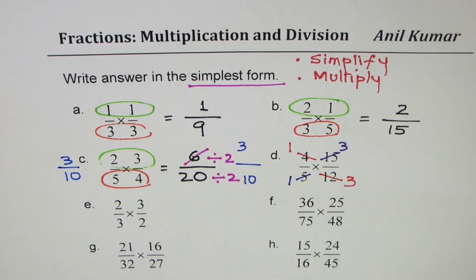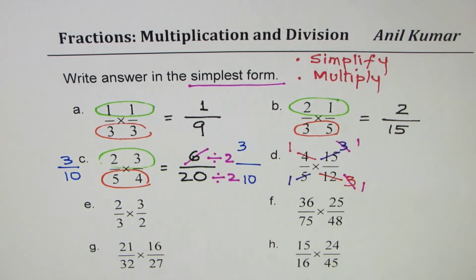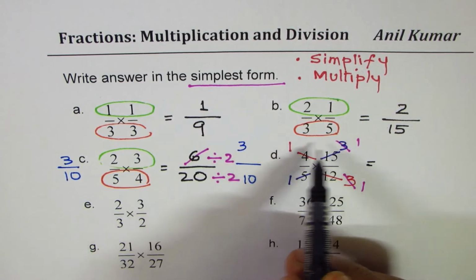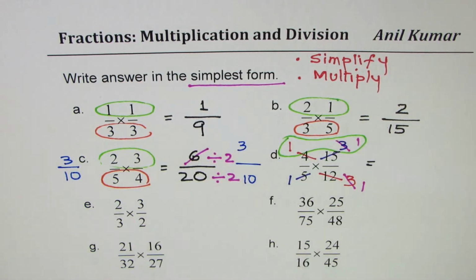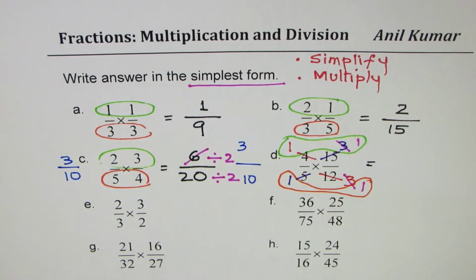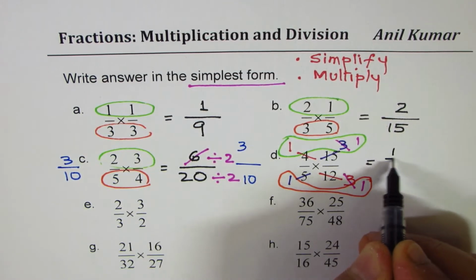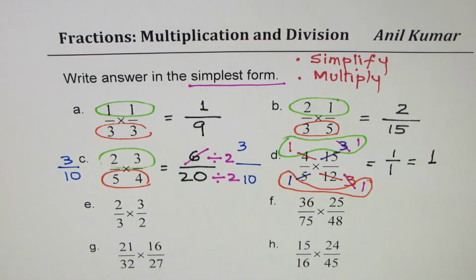Now, can you simplify it further? Yes, I think we can. We can divide both these 3's also by one another, getting 1 and 1. So that results into what? See, 1 times 1 is in the numerator. So now in the numerator, we are going to multiply these two ones. And for the denominator, we are going to multiply these two ones. The answer is 1 over 1. As you know, 1 over 1 should be written as just 1. Do you get it? So that is how you should be doing it.